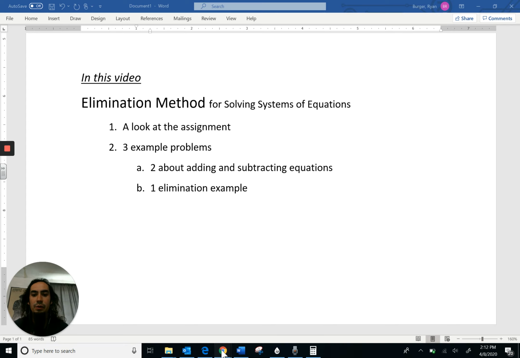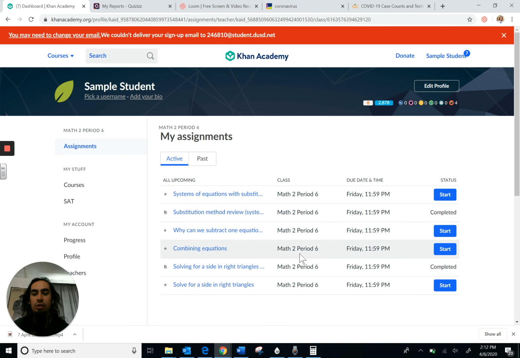All right, so everybody should be good to go, signed into Khan Academy by now. Let's take a look at the assignment. If you click on the assignment page, you'll see all of your assignments. These 2 are the ones that I assigned on Monday, the substitution ones here. So hopefully you have those finished. And then these 2 are the ones I assigned today, subtracting equations and combining equations.